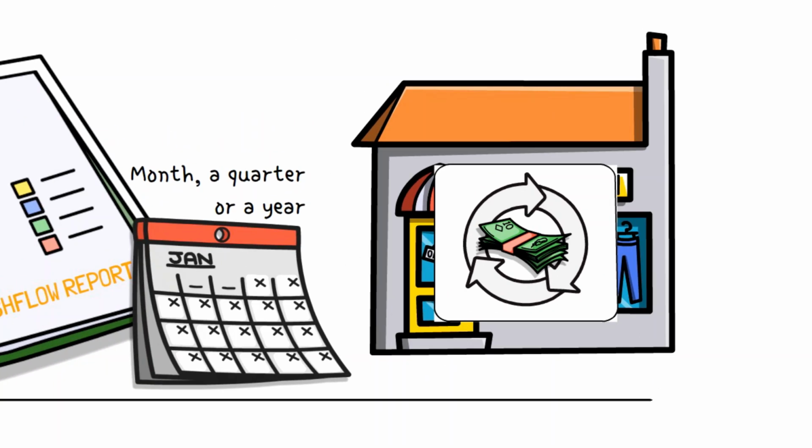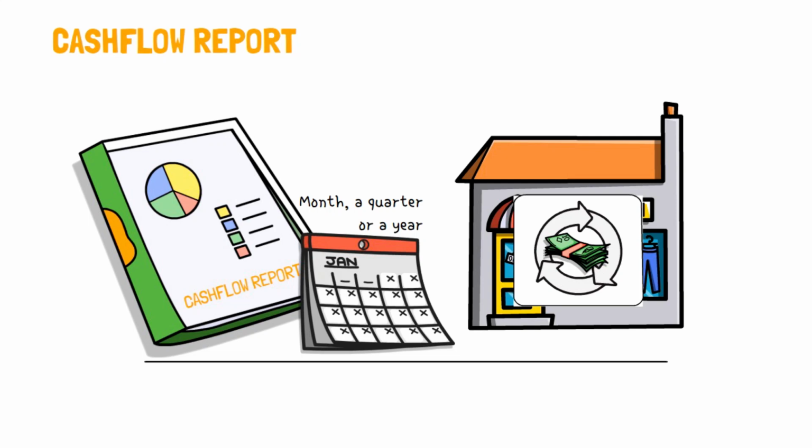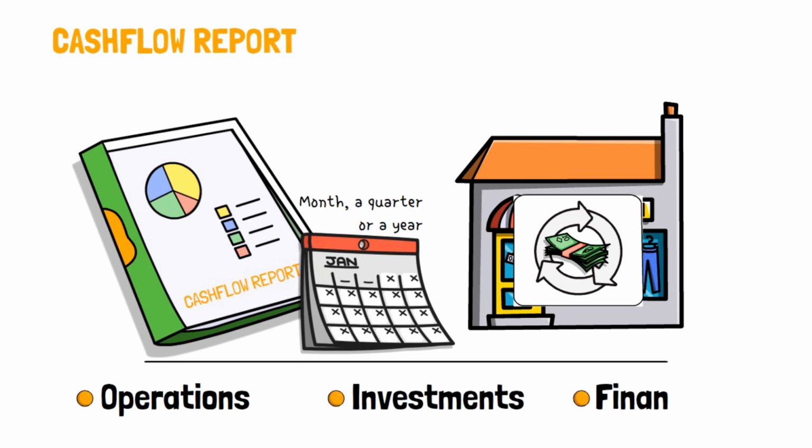And there are many different flows within the business that would cause cash to move around. These can often be grouped as 1. The operations, 2. Investments, and 3. Financing.